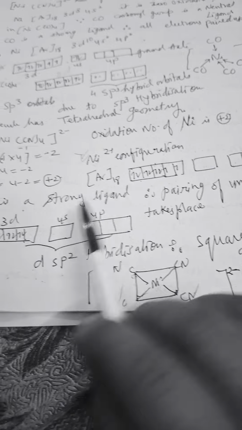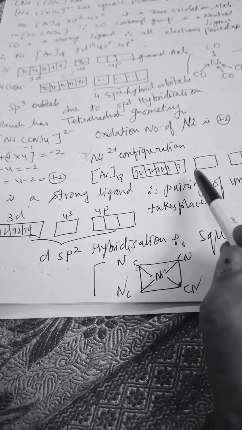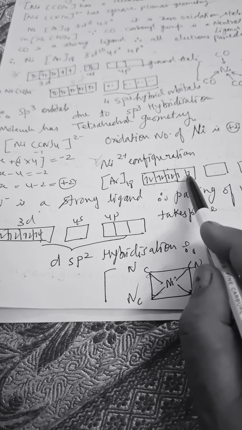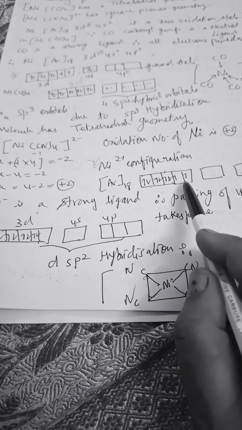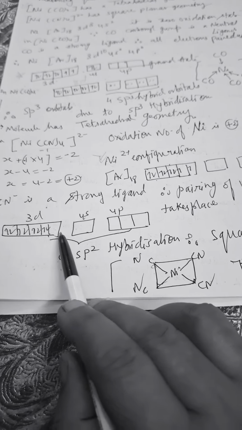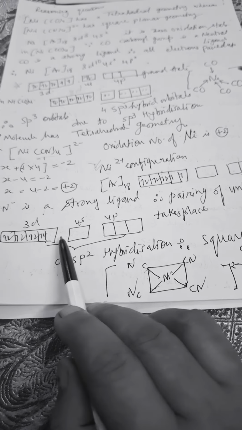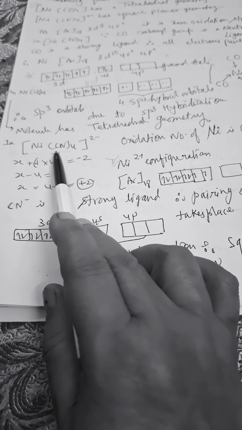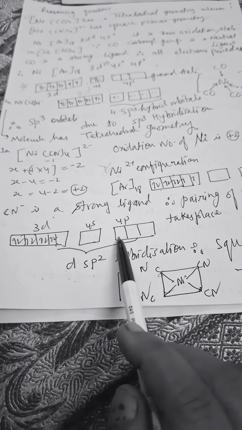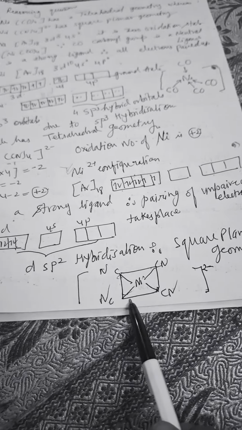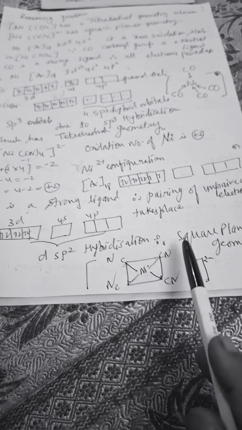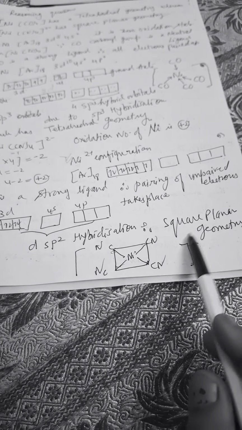What will happen now? Since CN is a strong ligand, it will push these electrons to pair up. When it pushes the electrons, one of the d orbitals becomes empty, so the hybridization will be dsp2. 4 orbitals are required for 4 ligands, so dsp2 hybridization will take place. So the square planar geometry will be there, because dsp2 orbitals have square planar geometry.